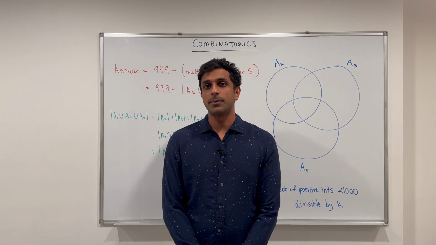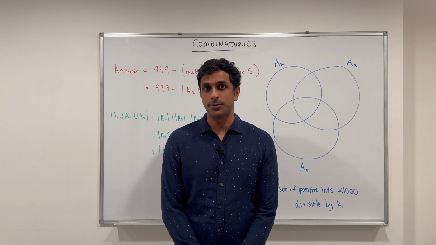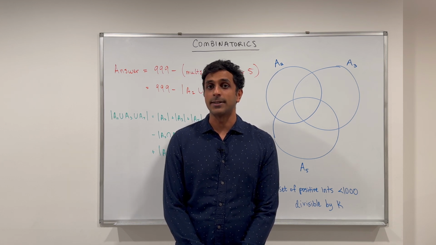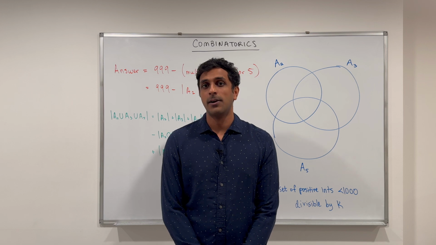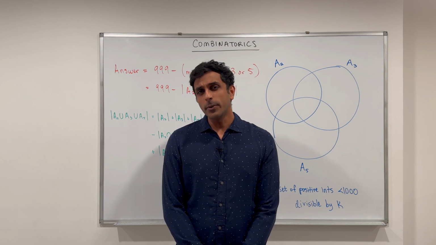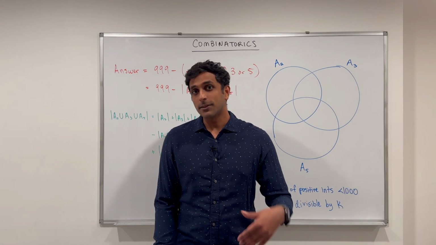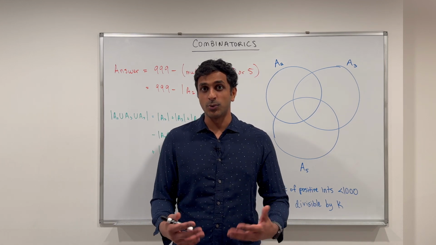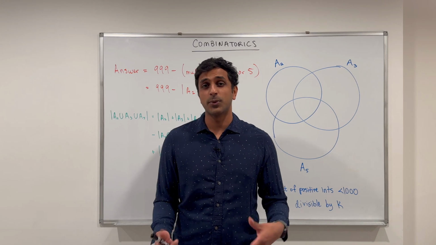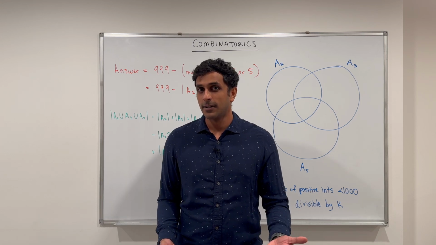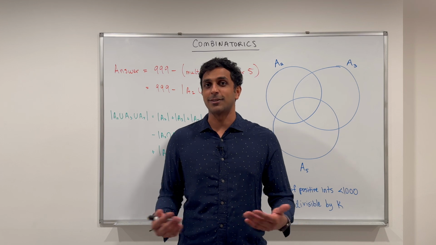We want to count numbers that are not multiples of 2, and not multiples of 3, and not multiples of 5. Well, what would it mean if that were not the case? That would mean that the number is a multiple of 2, or a multiple of 3, or a multiple of 5. So we can actually use complementary counting in this question.